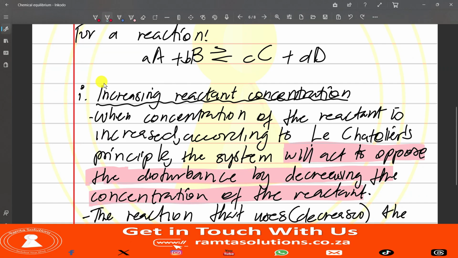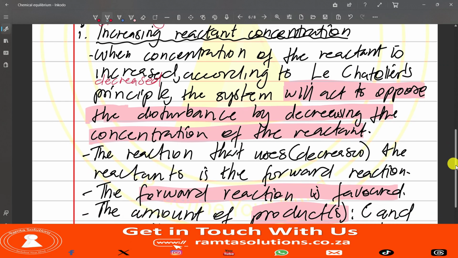Okay, when you decrease, let's see now. Decreasing will be the opposite. Decreasing will be when the concentration of the reactant is decreased, right? According to Le Chatelier's principle, the system will act to oppose the disturbance by increasing the concentration of the reactant, right?